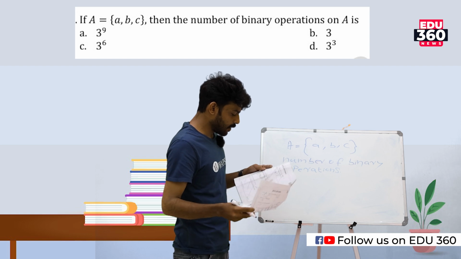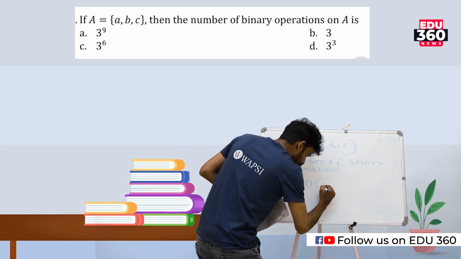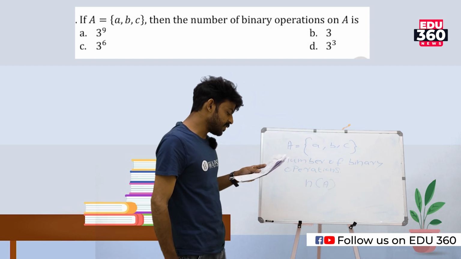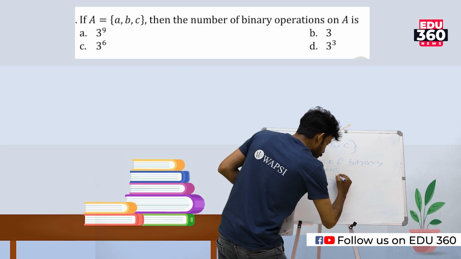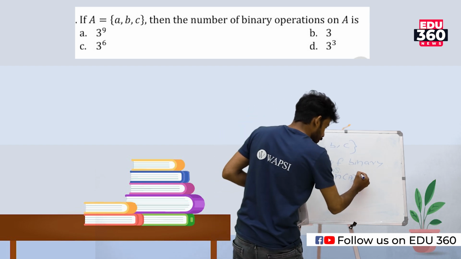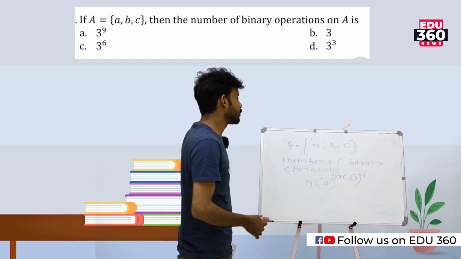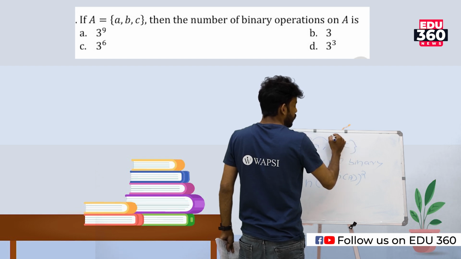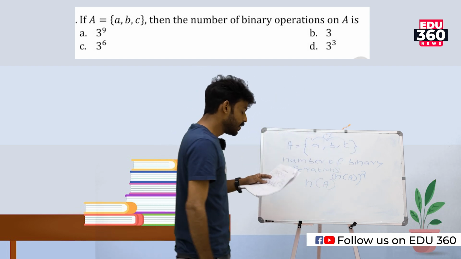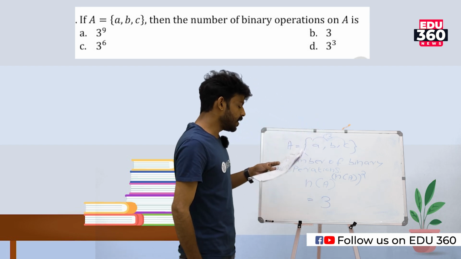The number of binary operations, we know, is n(A) raised to n(A) squared. That is, the number of elements in A raised to the number of elements n(A), all squared. For this question, the number of elements is 3, so n(A) is equal to 3.